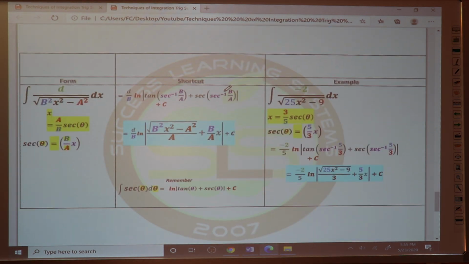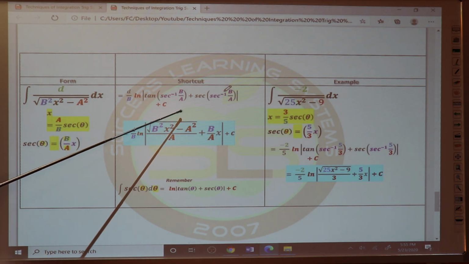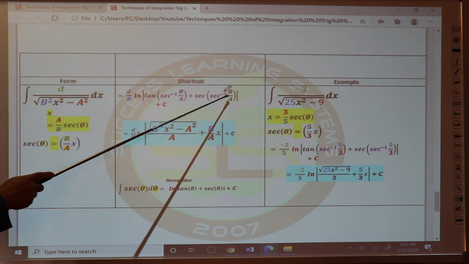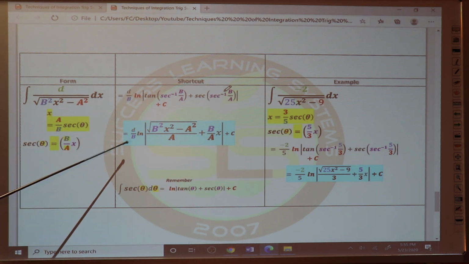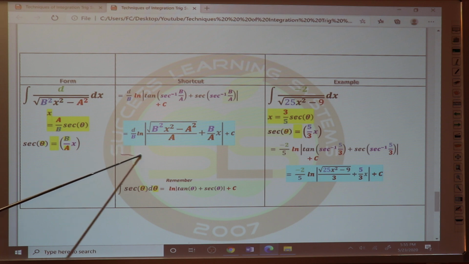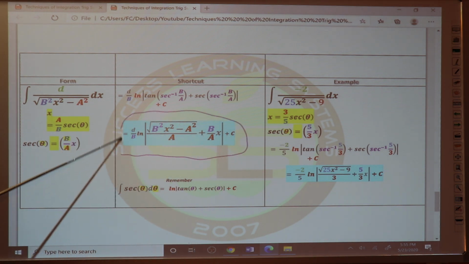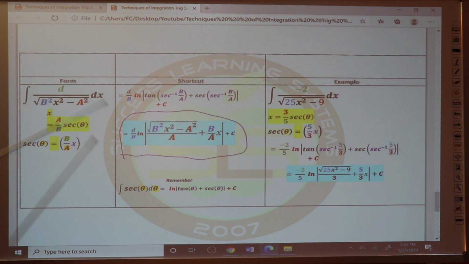Now, the last case, which is the secant. Look here, b squared x squared minus a squared. The formula is d over b, ln of secant inverse b x over a plus secant inverse. These are easier to memorize: d over b ln, where d is the constant, the square root of b squared x squared minus a squared over a, plus b x over a.